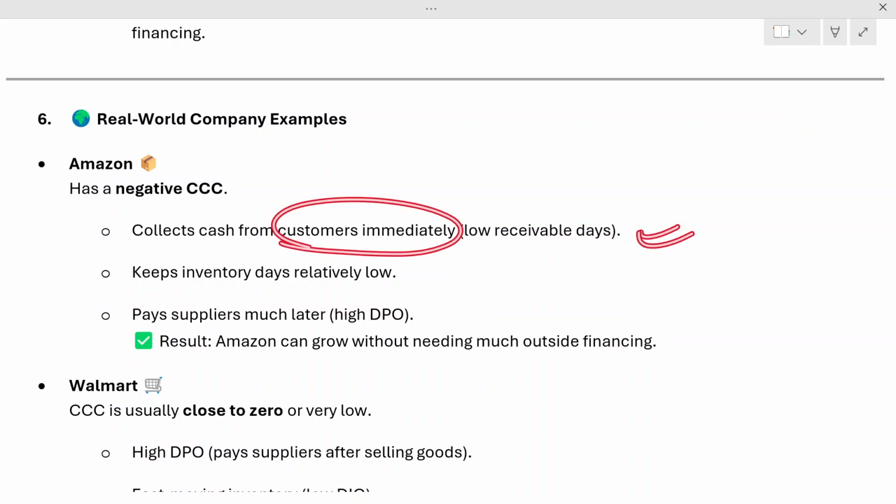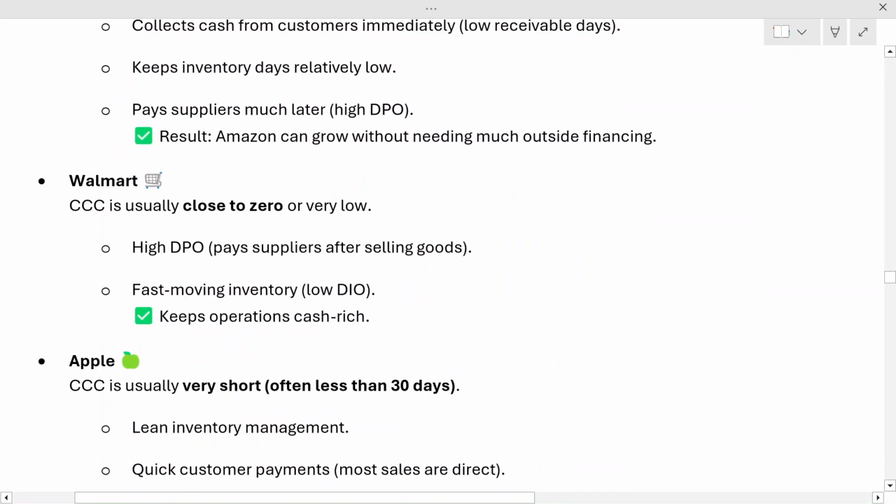Why? Because they get the cash early, and then after 20-30 days, or 80 days, they need to pay their suppliers. They keep very little inventory with them, or generally the inventory belongs to sellers. So Amazon also has the benefit of that. And finally, they pay suppliers at a much later time.